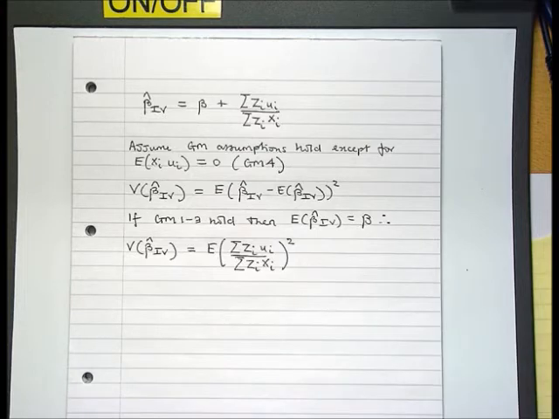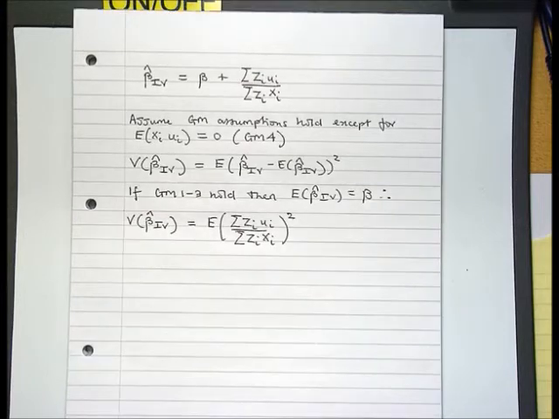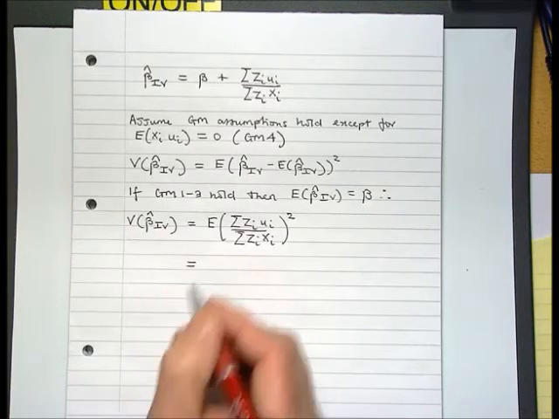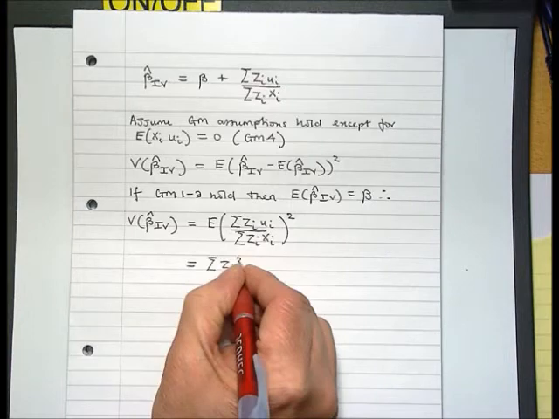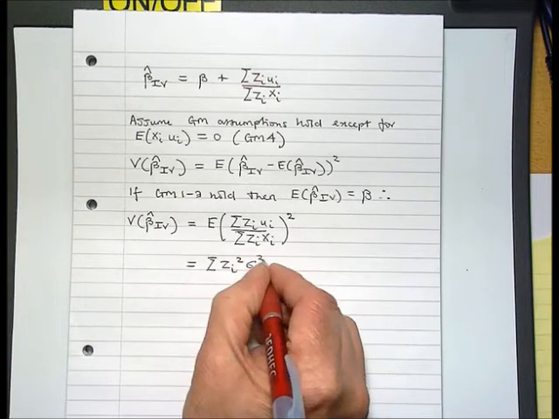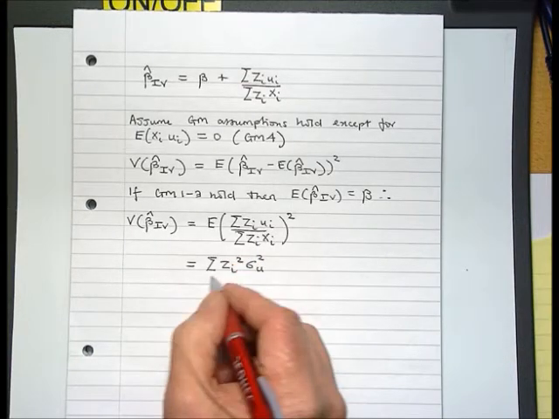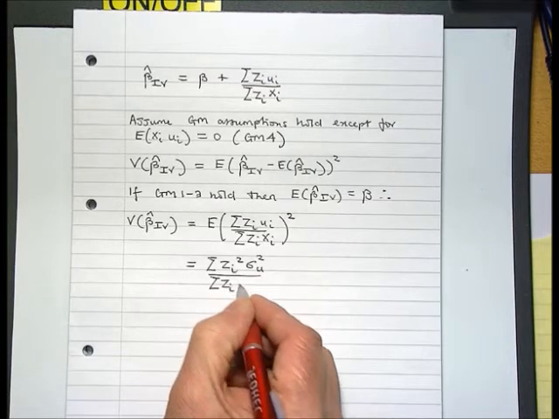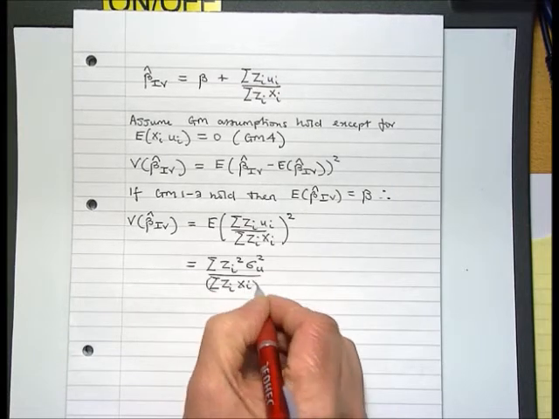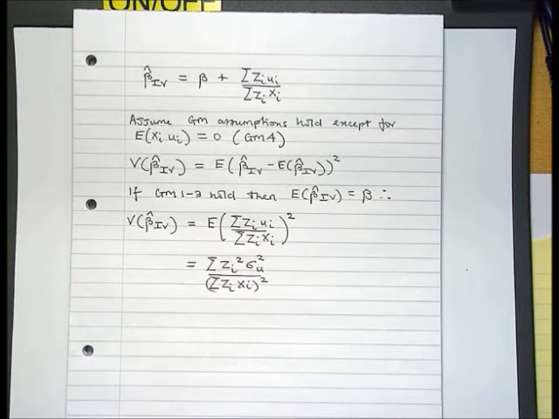Okay? Now, I need to evaluate that expression, but again, under the Gauss-Markov assumptions, that's relatively easy. So if we make standard Gauss-Markov assumptions, we can write this as the sum of zi squared times sigma squared u, the variance of the error term, divided by the sum of zi xi, all squared.